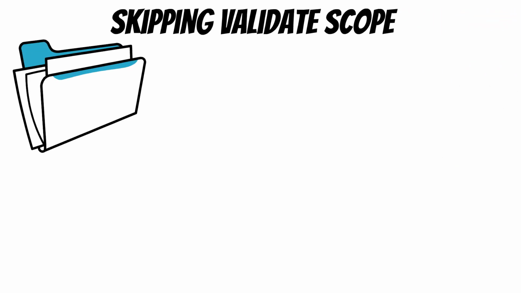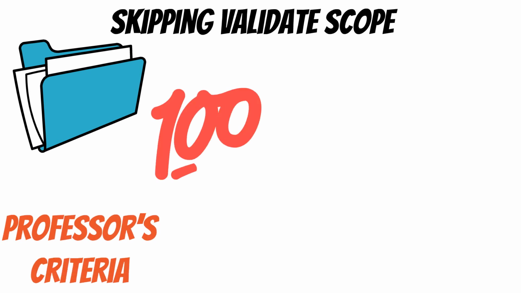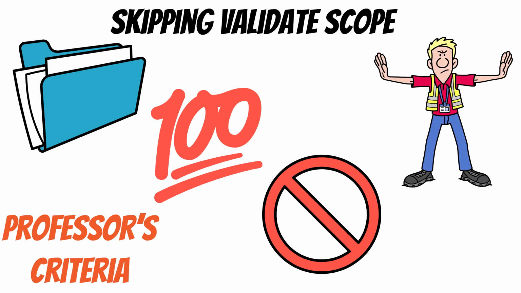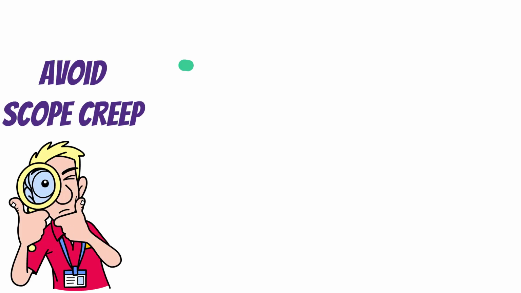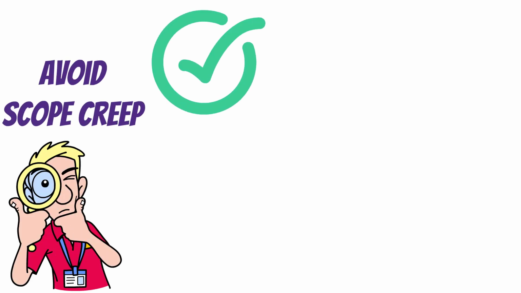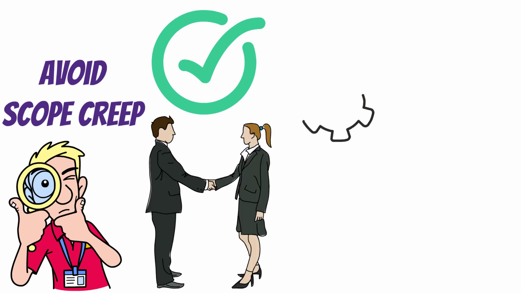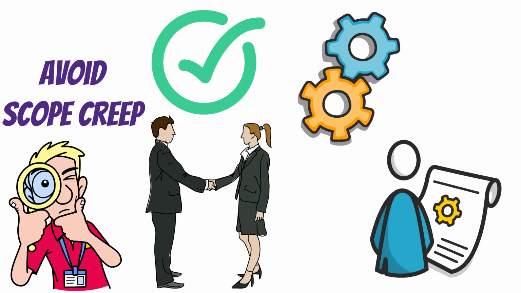Skipping validate scope is like turning in an assignment without checking if it meets the professor's criteria. You might have done great work, but if it doesn't match expectations, it won't get accepted. When done right, validate scope helps prevent rework by catching issues early. Avoid scope creep by ensuring changes go through the right process. Improve stakeholder relationships by keeping them engaged throughout the project. Ensure smooth project closure by getting official acceptance before moving on.